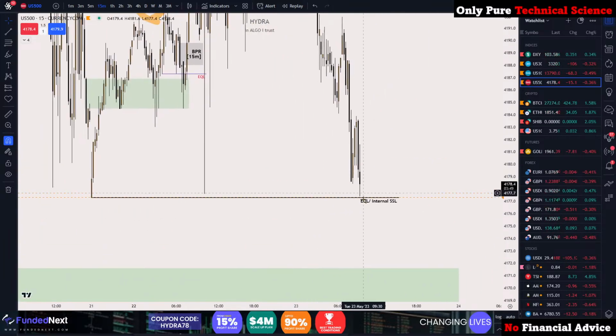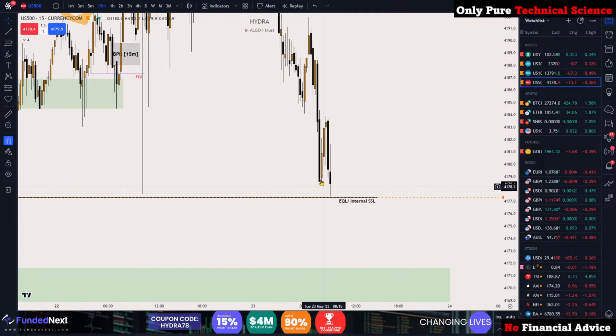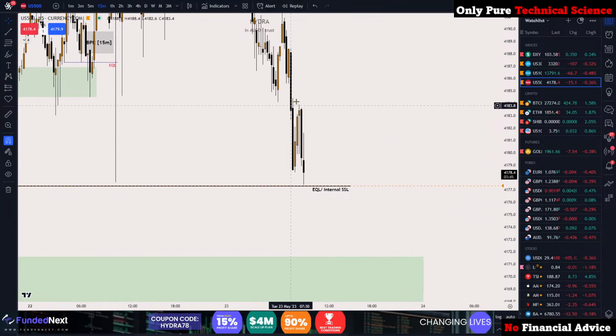And after price takes out this relative equal low, look from where price can reverse, or if this drop will be a continuation at a 950 macro.